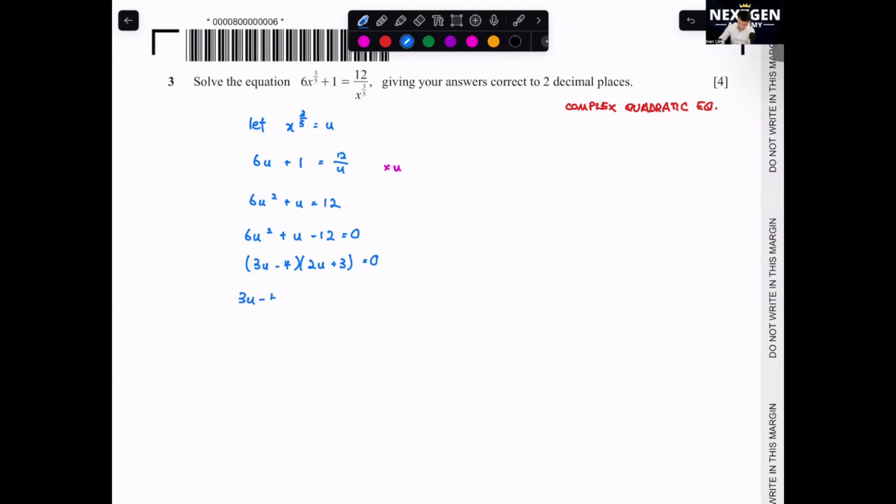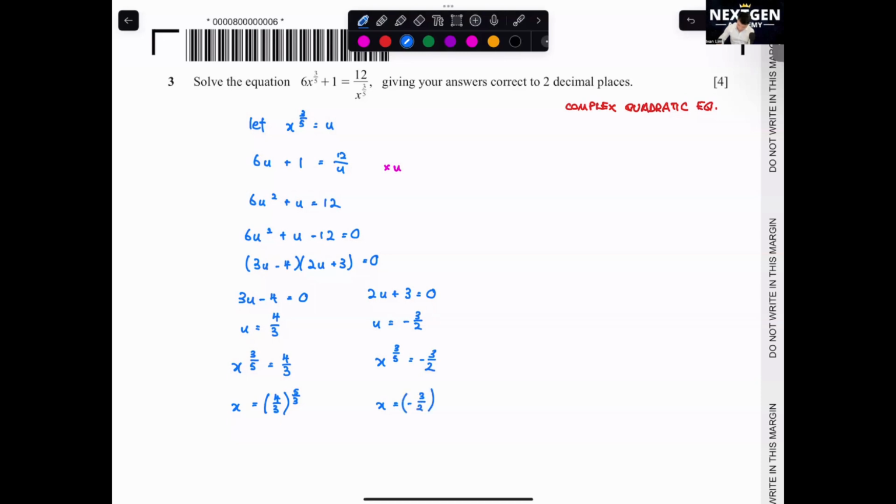Solve this. 3u minus 4 equals 0, 2u plus 3 equals 0. u equals 4 over 3, u equals negative 3 over 2. Okay, we are not solving for u, so we convert it back to x. x to the power of 3 over 5 equals 4 over 3. x to the power of 3 over 5 equals negative 3 over 2. To bring the power to the other side, we will inverse it. So x equals 4 over 3 to the power of 5 over 3, and x equals negative 3 over 2 to the power of 5 over 3. Everyone just take out your calculator and put it in. You should get 1.62 and negative 1.97.